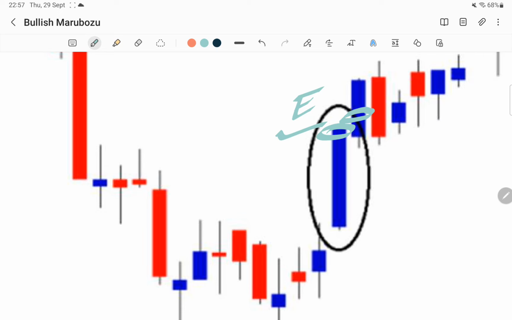What is the stop loss? The stop loss is the lower part of the candle. The gap you are seeing here is the stop loss area. If my stock comes down to this particular portion, then in such a case I will exit.